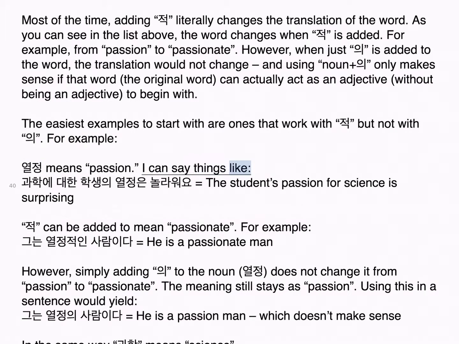I can say things like, 과학에 대한 학생의 열정은 놀라워요. The student's passion for science is surprising. 적 can be added to mean passionate. For example, 그는 열정적인 사람이다. He is a passionate man. However, simply adding 의 to the noun 열정 does not change it from passion to passionate. The meaning still stays as passion. Using this in a sentence would yield, 그는 열정의 사람이다. He is a passion man, which doesn't make sense.